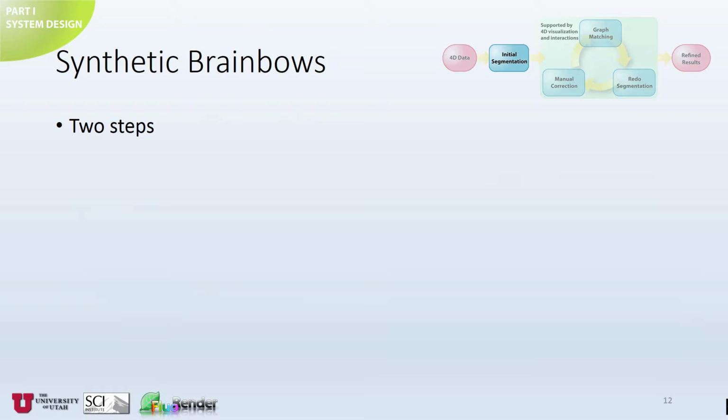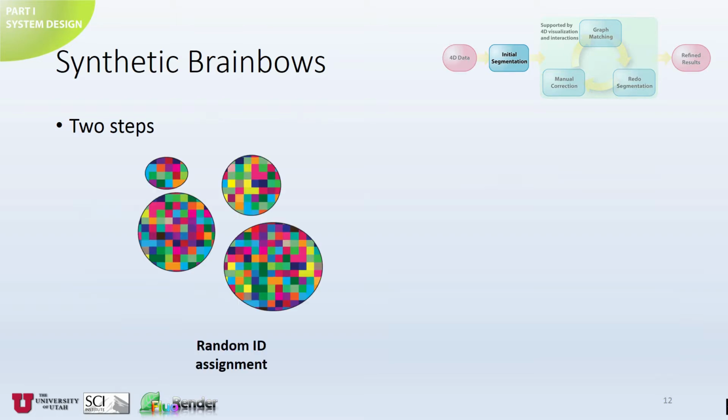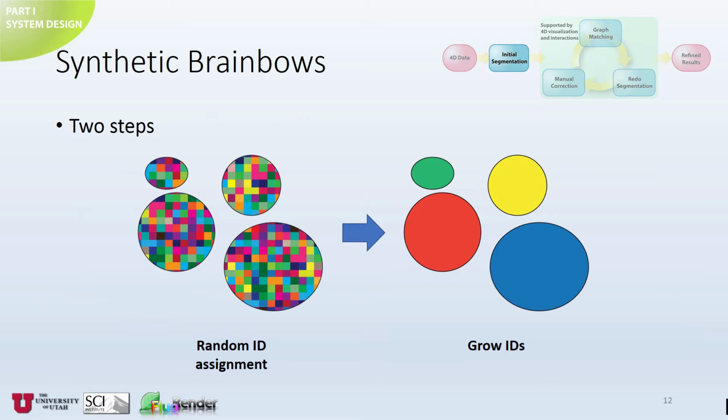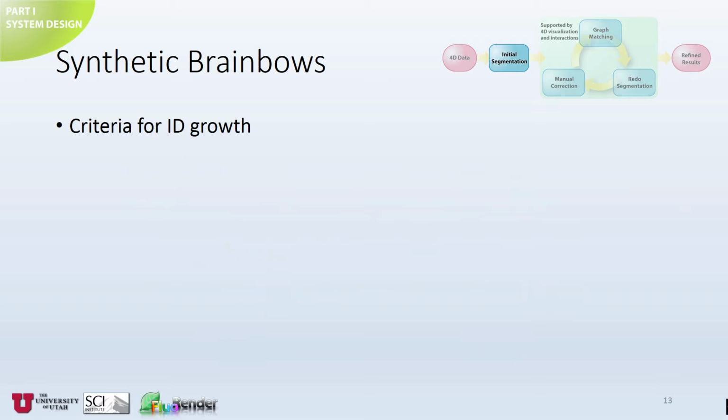The basic synthetic Brainbows processing has two steps. In the first step, we randomly assign integer IDs to the voxels of a volume dataset. And in the second step, we grow IDs similar to a diffusion process. The ID growth is controlled through a series of criteria, so that the final result can label different structures with different IDs. Choosing the criteria for ID growth is important to using the synthetic Brainbows framework for segmenting cells.